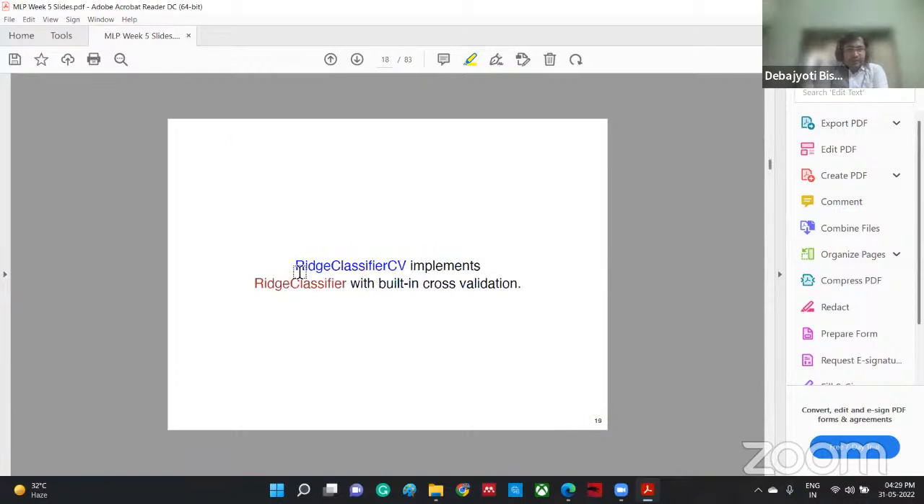RidgeClassifierCV implements ridge classifier with built-in cross validation. Generally, with built-in cross validation it will work on that. Okay, fine. Let us see what else is there.